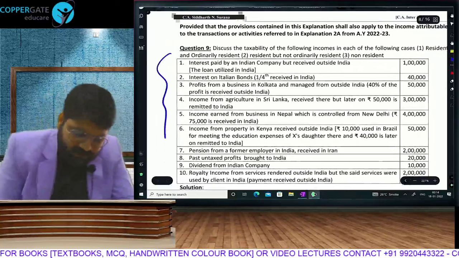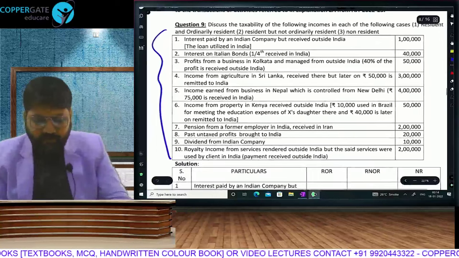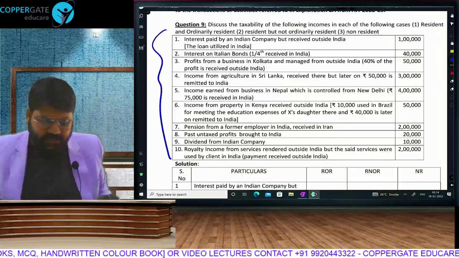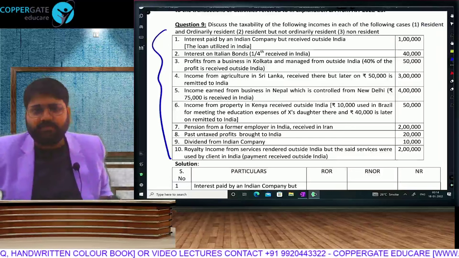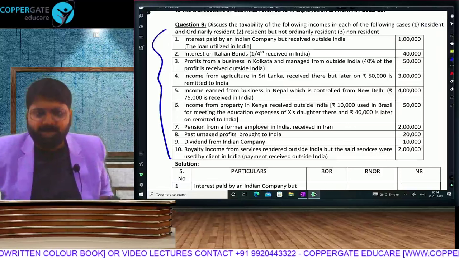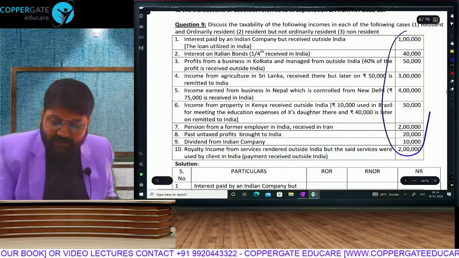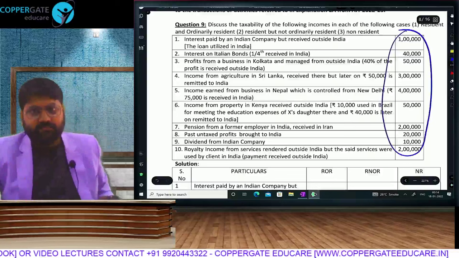Can I say they have given us here a list of incomes? Can you see a list of incomes given to you? You can see interest, profit, income, pension. Can you see all this? Yes, sir. And they are asking you to decide whether this income is taxable or not taxable.